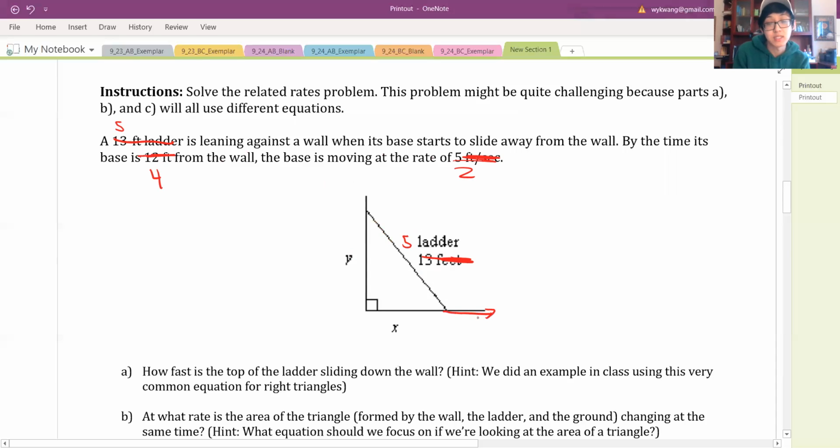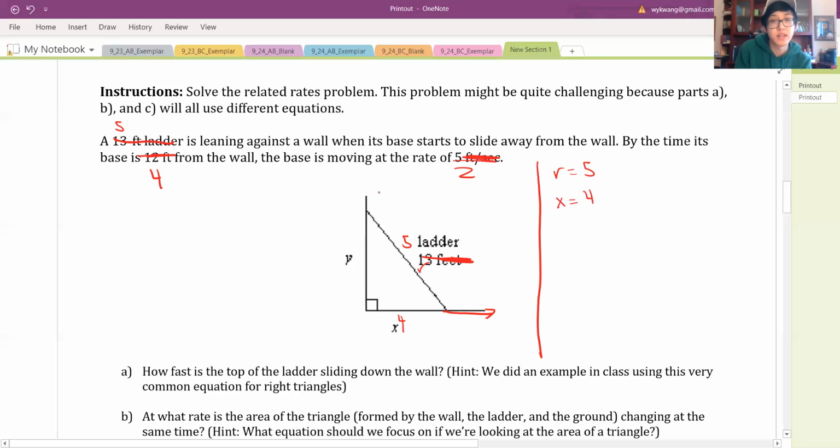The base is starting to slide away. By the time its base is 4 feet from the wall, so that means by the time this is 4 feet, x is 4 feet. I'm going to write that down. I'm going to label this as r too. The hypotenuse here, the length of the ladder, is r. So I know r is equal to 5, and x is equal to 4.